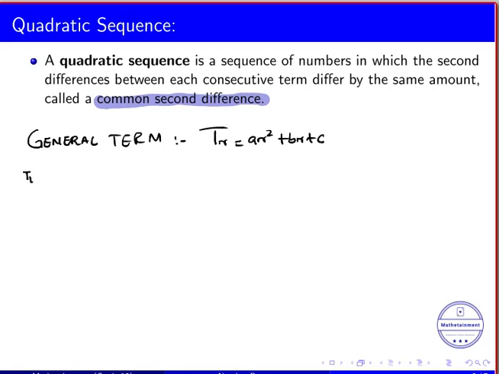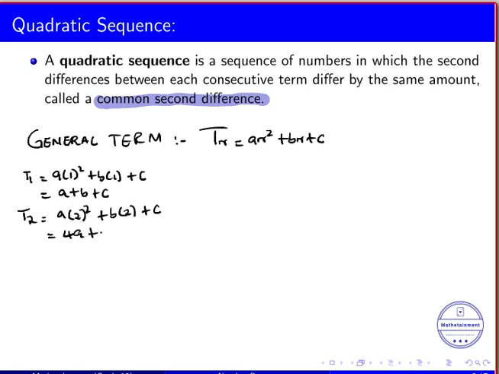Term number 1 is equal to, whenever I see n, I will replace n with 1. So it will be a times 1 squared plus b times 1 plus c, which is equal to a + b + c. Term number 2 is a, whenever I see n, I replace it with 2 squared, plus b times 2 plus c, which is equal to 4a + 2b + c.